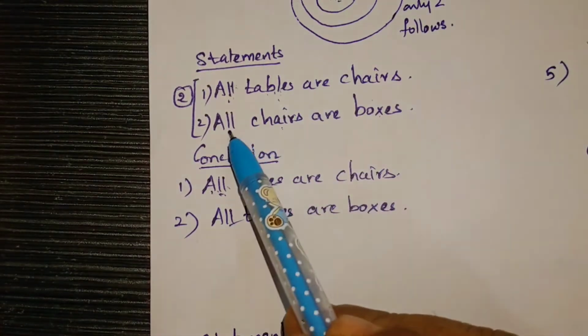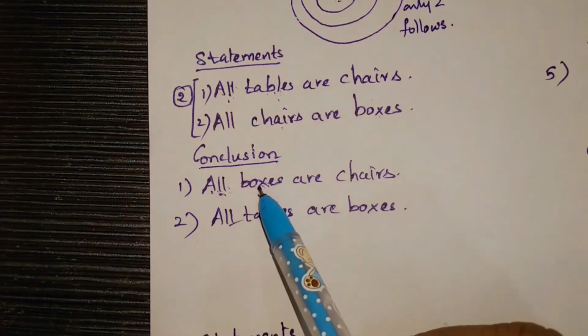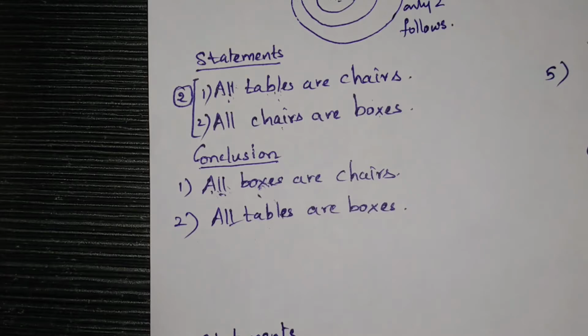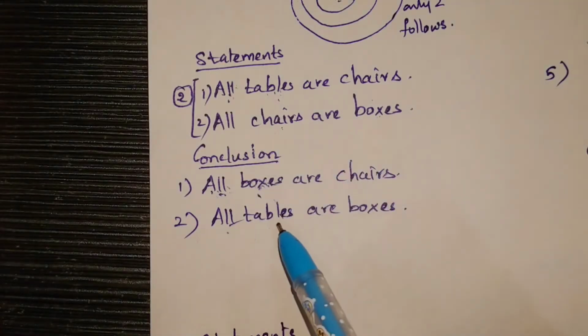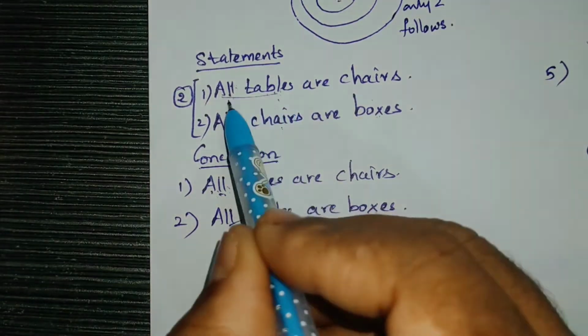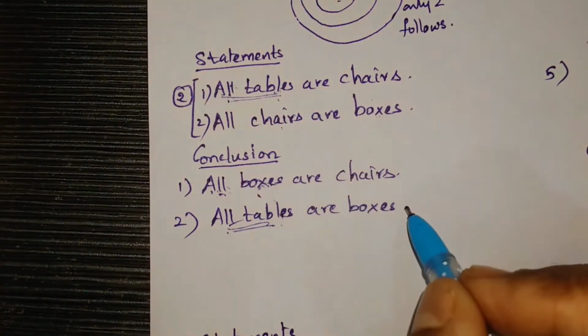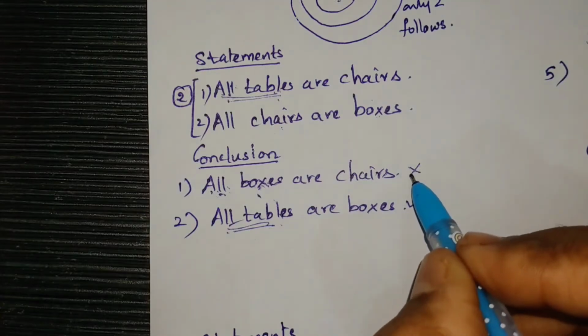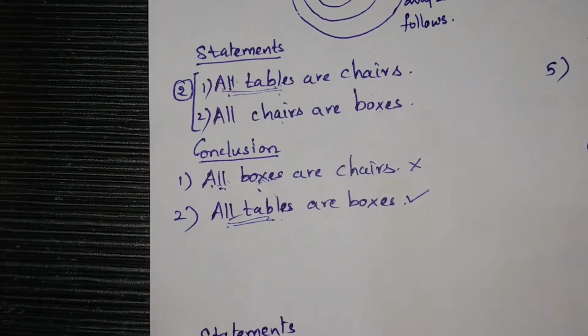Because all tables, all chairs, all boxes, the three are different, it doesn't follow. We are not talking about the same subject. So directly, without a Venn diagram, we can tell. Next, all chairs are boxes, all tables are boxes. All tables, all tables. It follows. So only two follows, we can tell one does not follow. Hope it's clear. We are talking about all in the statement. In the conclusion, all, it follows. But we should talk about the same subject.